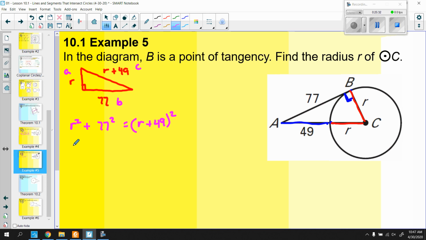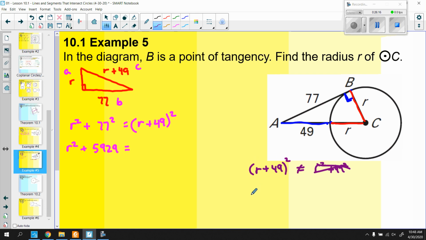Left side, let's just get this to where we want it. R squared, what the heck is 77 squared? No idea. 5929. Okay, fair enough. It's this right side where I'm almost going to do a separate problem over here. R plus 49 squared. This does not work by me just dropping this squared here and here. You will be incorrect if you do that. Do not do r squared plus 49 squared. No, no, no.